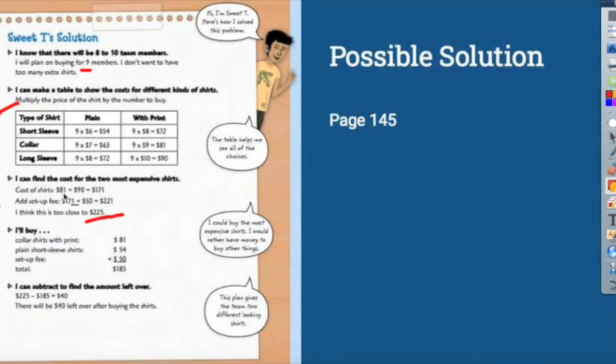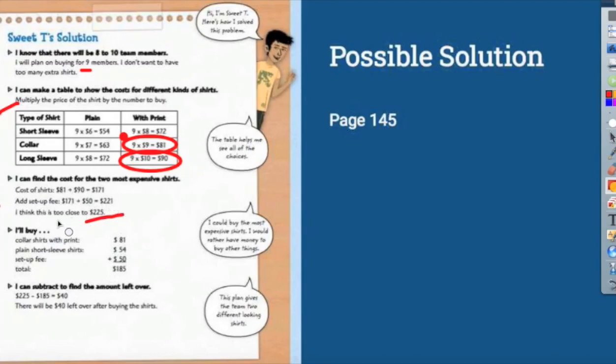So the 81 came from, let me go ahead and circle that for you. He chose collared shirts with print, and then $90 is where he chose long sleeve shirts with print. So you could have done whatever combinations you want, but you have to make sure that you have less than the 225. So then he's trying to figure out, okay, 171 plus the $50 setup fee was 221.